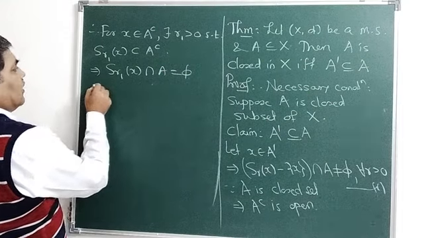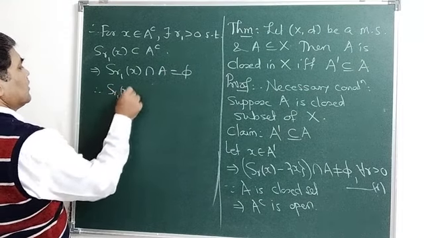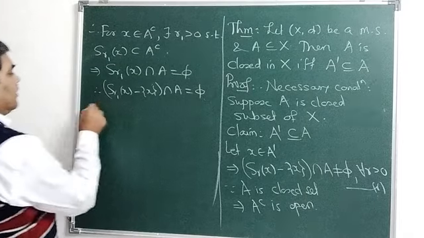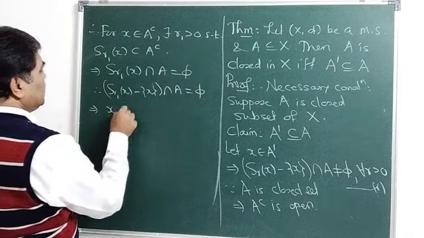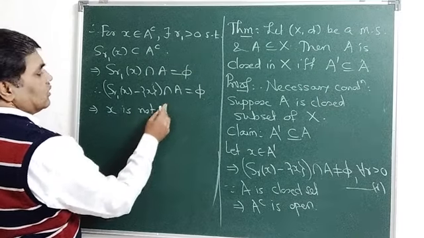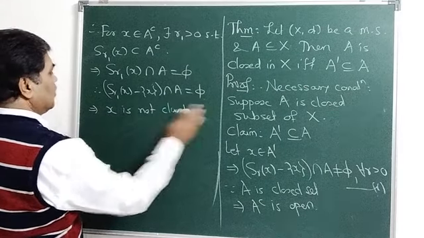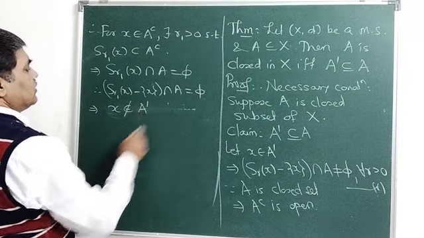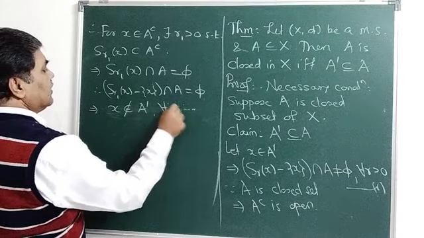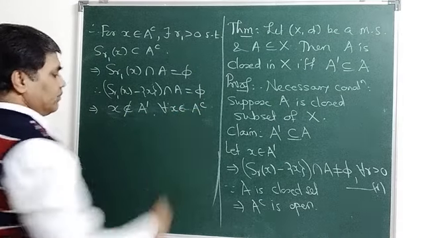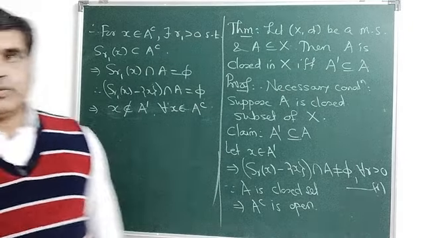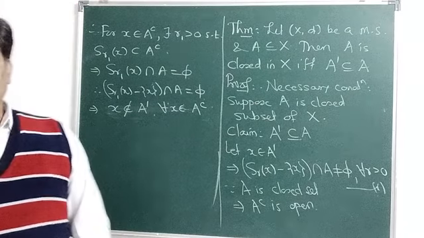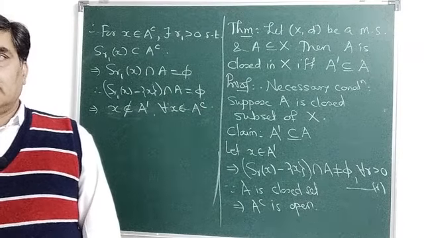Right? And therefore S_r1(x) minus {x} intersection A is also phi. This implies x is not a cluster point of A, or x doesn't belong to A dash, for any x belonging to A complement. For any x belonging to A complement, x is not in A dash. Is it right?